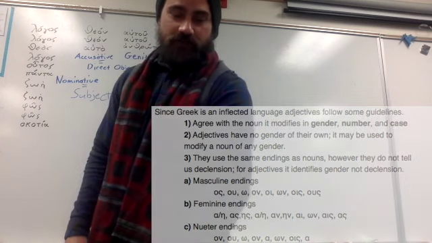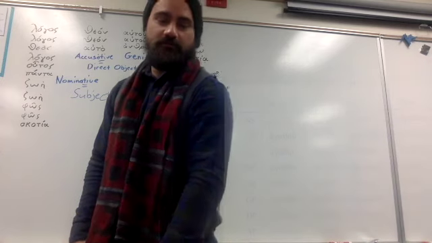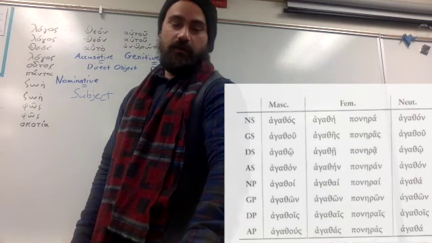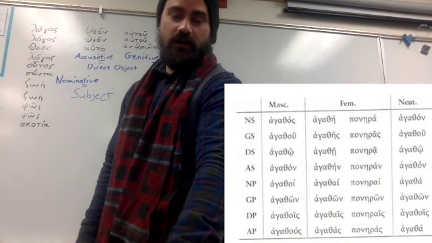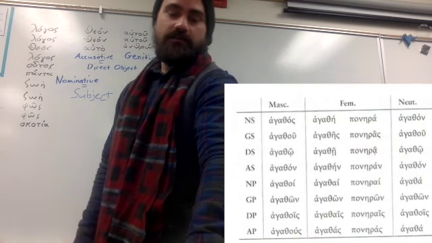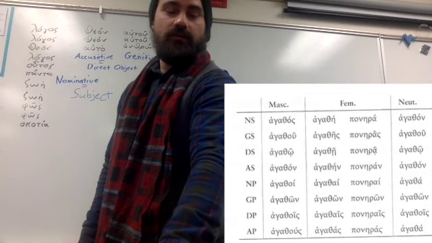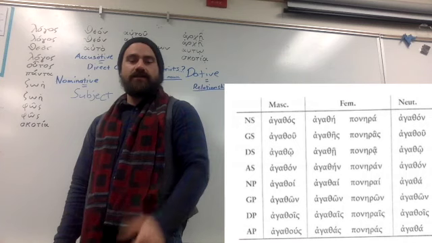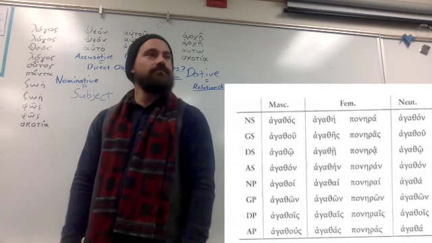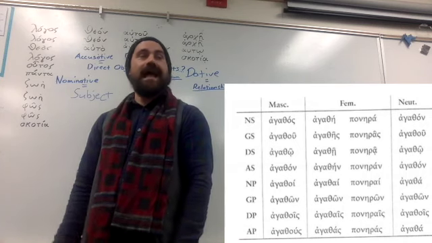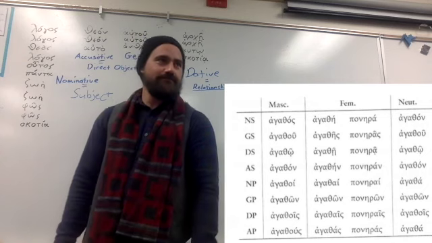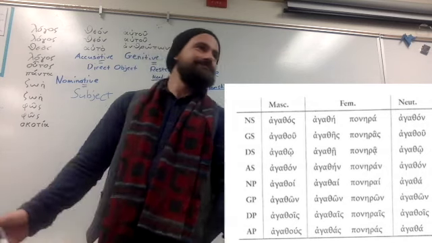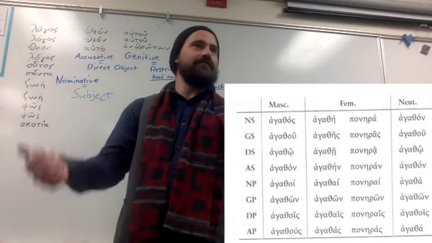I have some examples here, right out of the textbook I use. Agathos, agathe, and agathon are the same word with different genders, and that means good. Side note, the name Agatha means good in Greek. Why is it Agatha? Because it's feminine. Agatha is a feminine name, so they gave it a feminine ending.